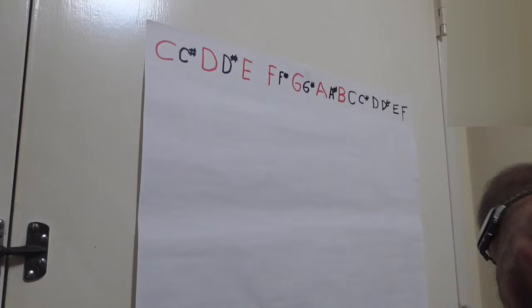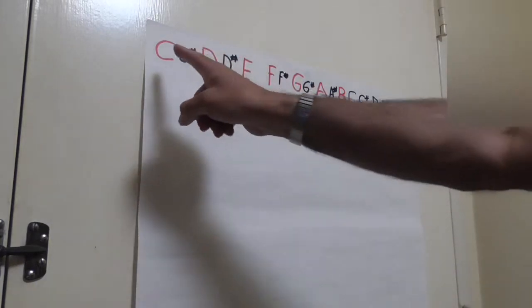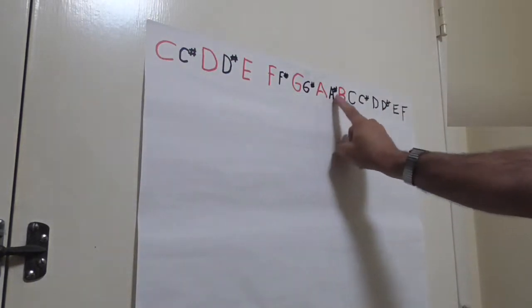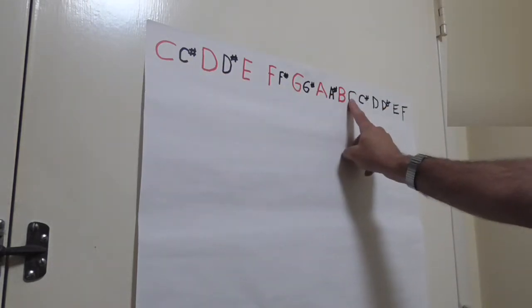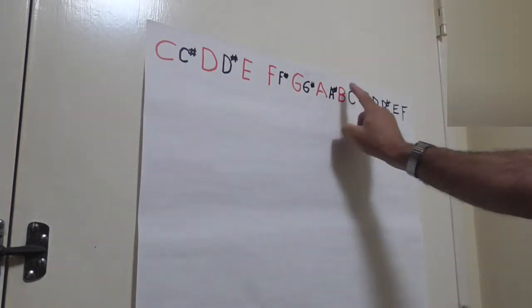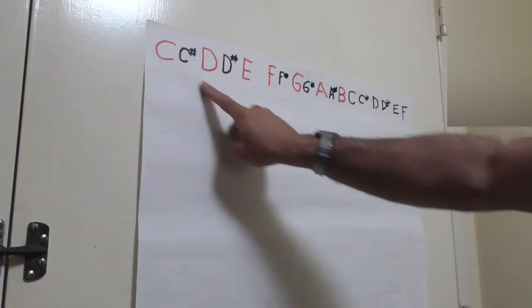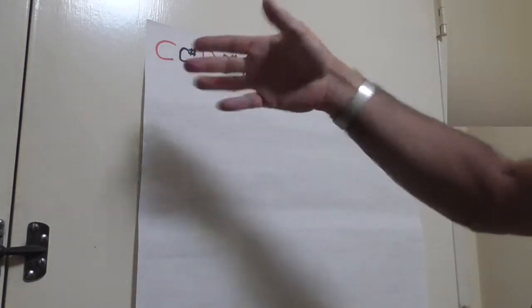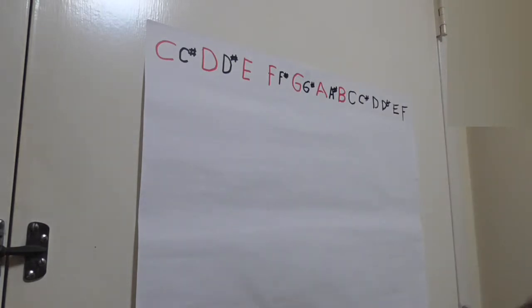So when you go from one C to the next C, that's an octave. You've completed an octave when you've gone from one note to the same note, one octave up. It's called an octave. When you cover your notes in a key and you start back where you began, that's an octave. But it doesn't matter what it's called.